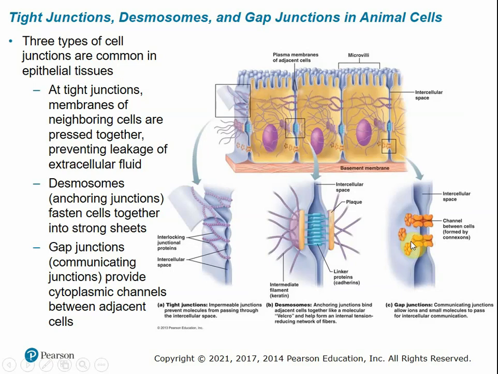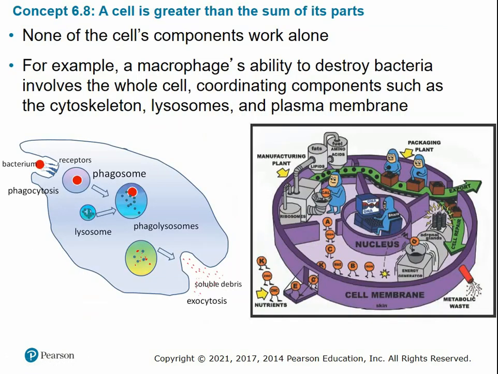One example would be cardiac muscle in the heart, which contains lots of gap junctions because we want all of the individual cardiac muscle cells to respond to the same signal to contract. That way we have that coordinated, rhythmic heartbeat. We don't have a twitchy muscle contraction in the heart muscle. So as we've seen, none of the cell's components work alone. We have all of these individual parts coming together to form the whole of the cell.